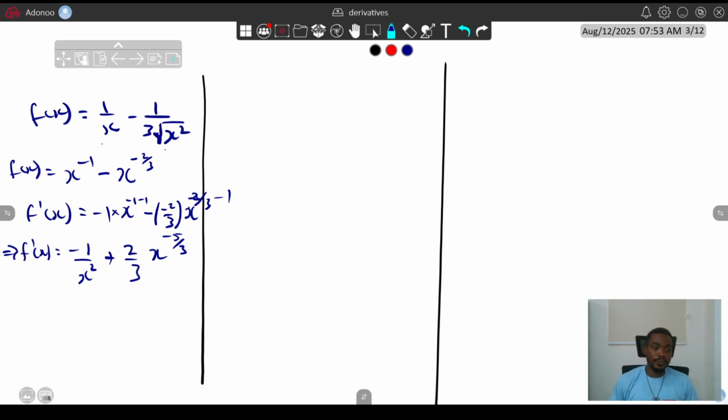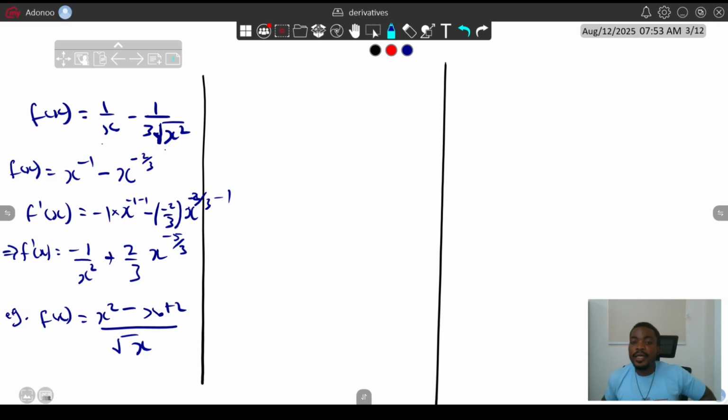Good. So I'll drop one question here, so you can try this on your own. We have f of x equals x squared minus x plus 2. If you are up for it, you can solve this and put the answer in the comment section. That is it for the power rule.